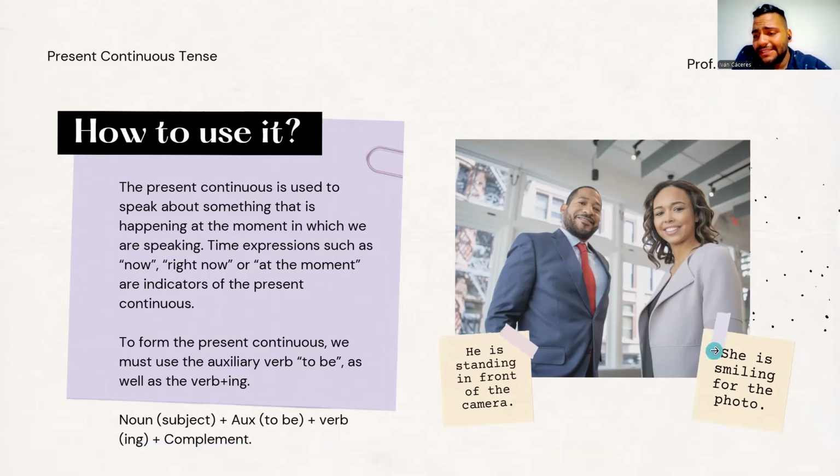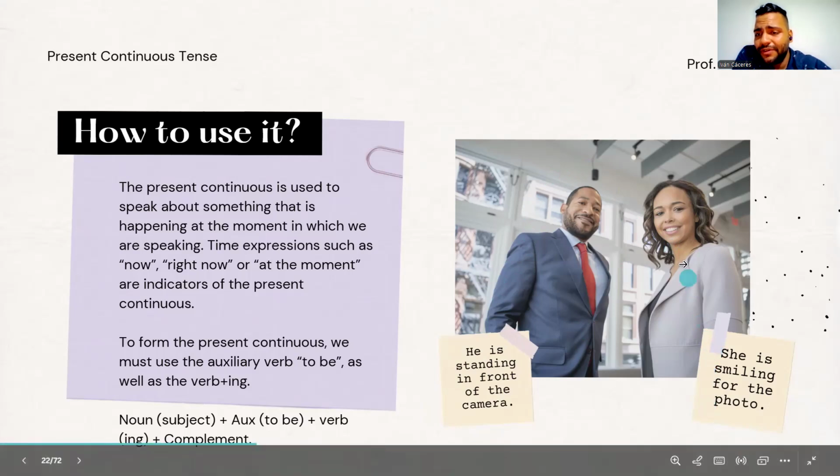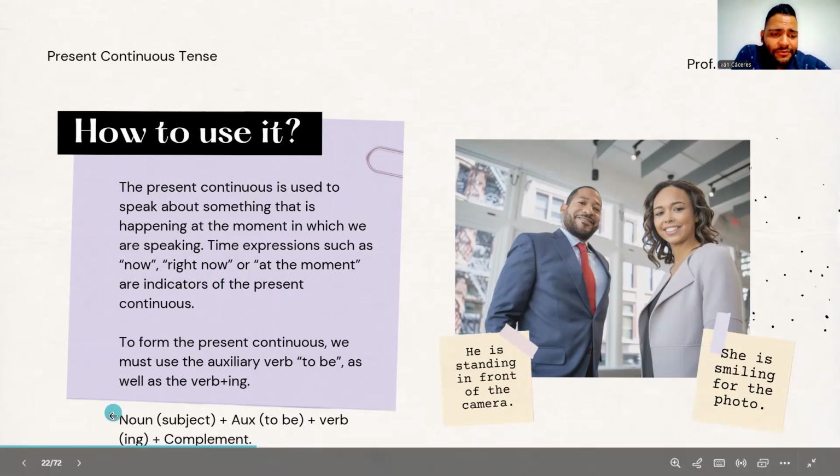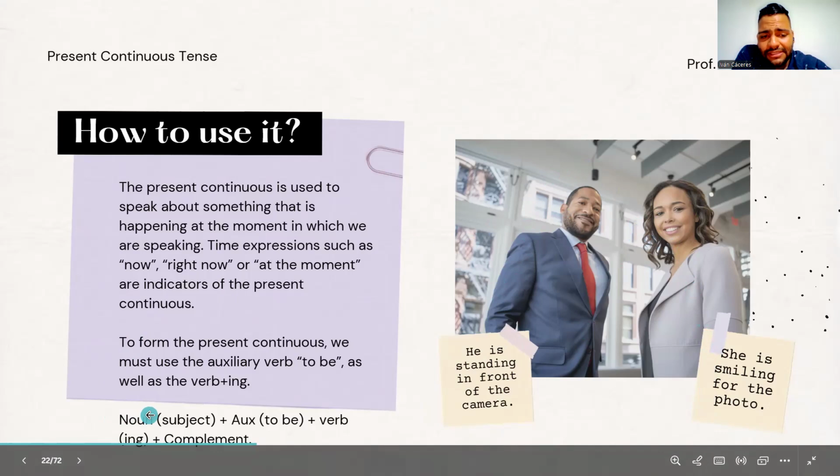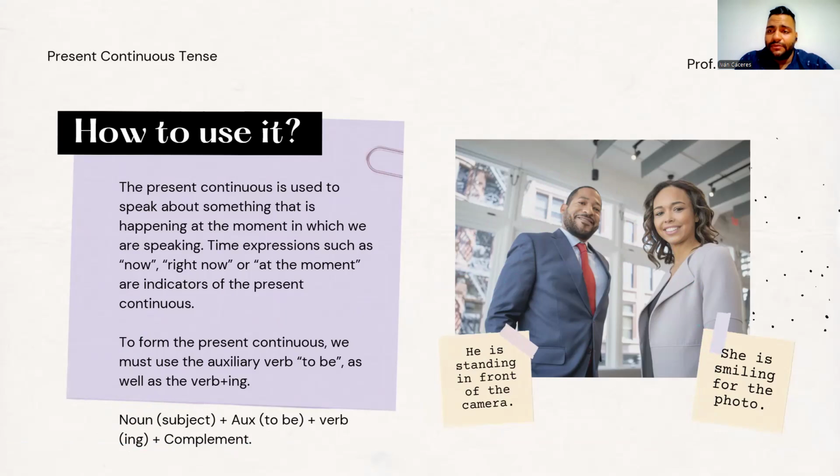In the case of the following sentence, we have the same thing or the same structure. She's smiling for the photo. Ella está sonriendo para la foto. And this is the formula that we have to use. The noun or the subject followed by the auxiliary, which is the verb to be, then a verb with ing, and then the complement of the sentence, if we need one.